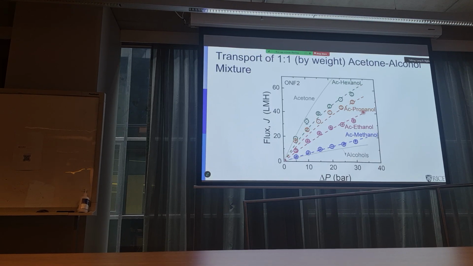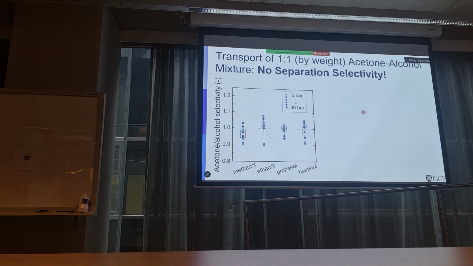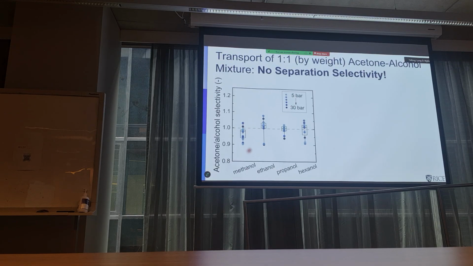Now, let's see what's coming out of the membrane. What we find, really dramatically, if you look at the acetone to alcohol selectivity, what's the selectivity? Would they appear at different selectivity? So this is, you see one, and this is the expression with acetone and methanol. Another experiment, acetone and ethanol, and we did experiments at many different pressures, all the way from 5 bar to 30 bar. And all of them you see here are around 1. Look at the scale here. There is no selectivity. So no selectivity in a 1-to-1 binary mixture of acetone with the various alcohols.